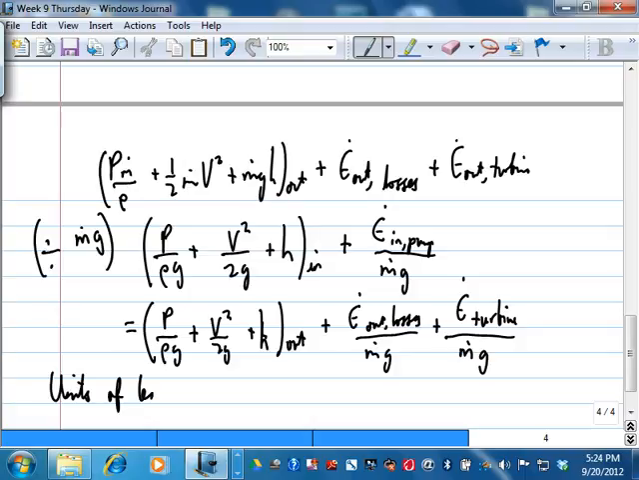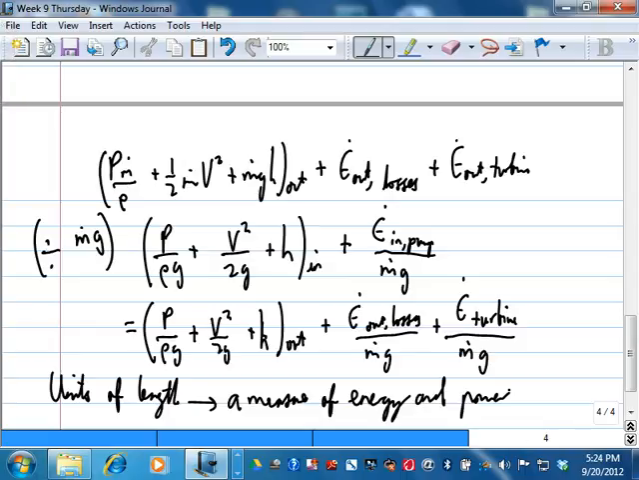Okay? So although it's a unit of length, it's a measure of either energy or power. Each of them has a unit of length, but it's actually a measure of power or energy. Depends which way you go. Go one up is power, go two up is energy. So units of length, and we call that head.